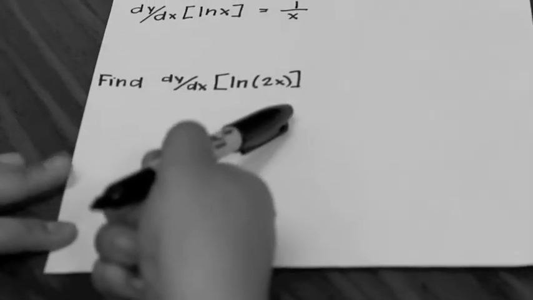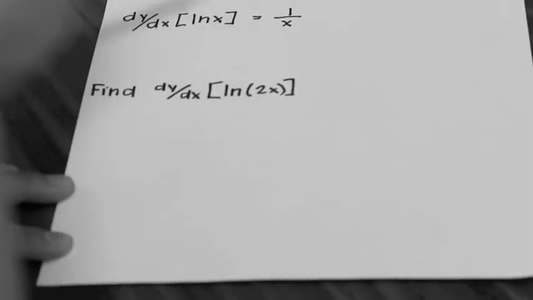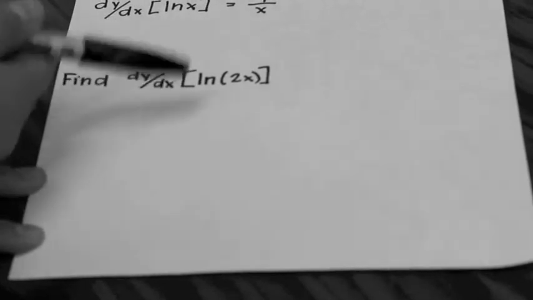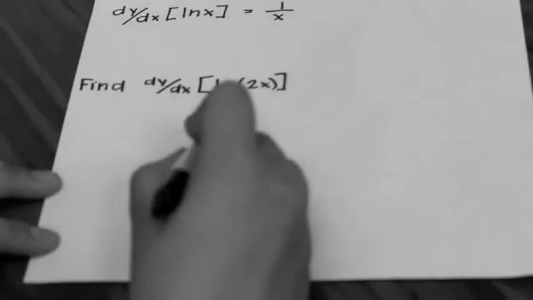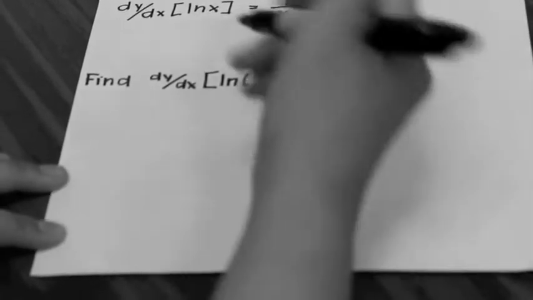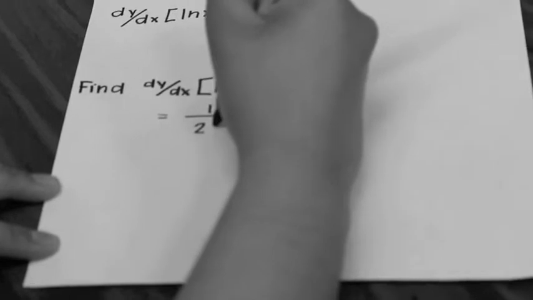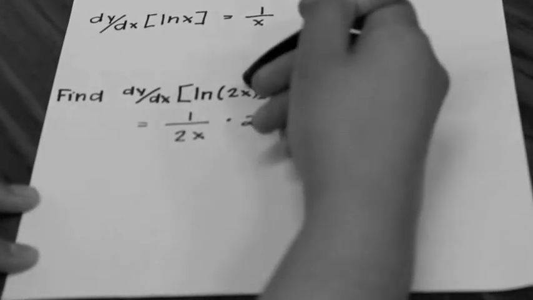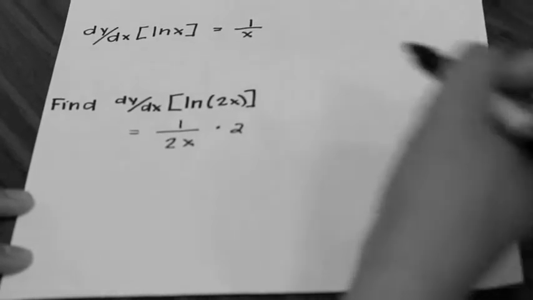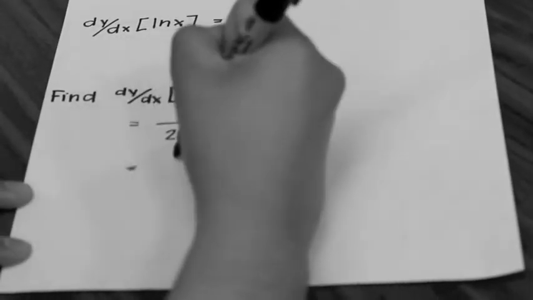Now moving on to our first example, find the derivative of ln 2x. So it's going to be 1 over 2x. But you have to do chain rule as well, so you're going to multiply by 2. So you'll get 1 over 2x times 2. Again, the 2 comes from chain rule. And you can simplify that to just 1 over x.